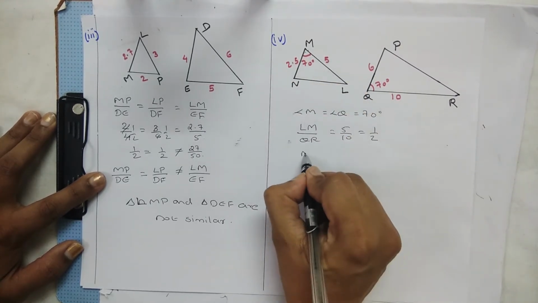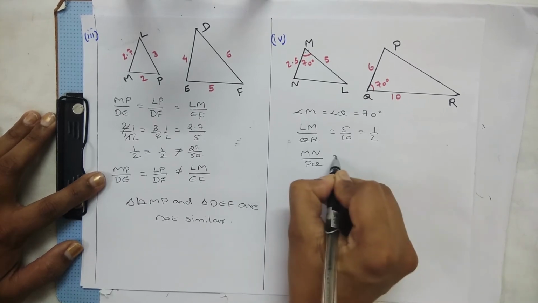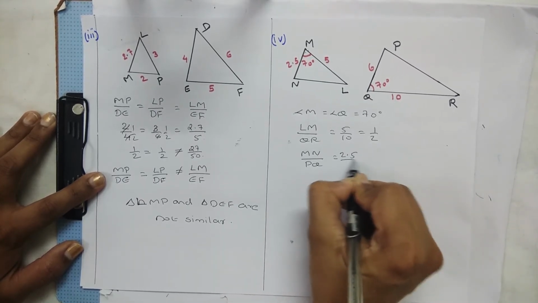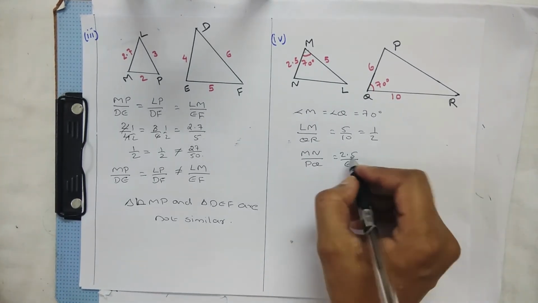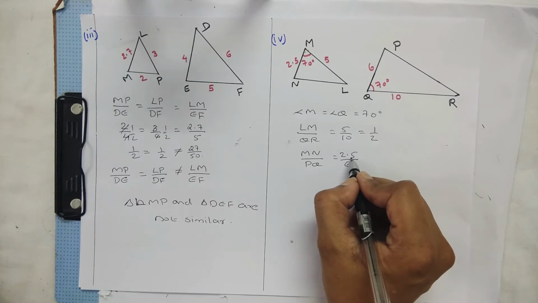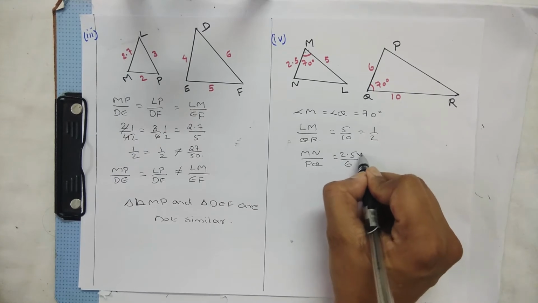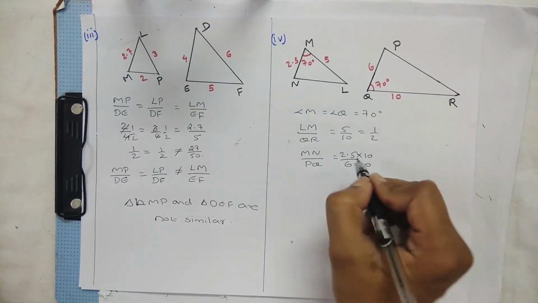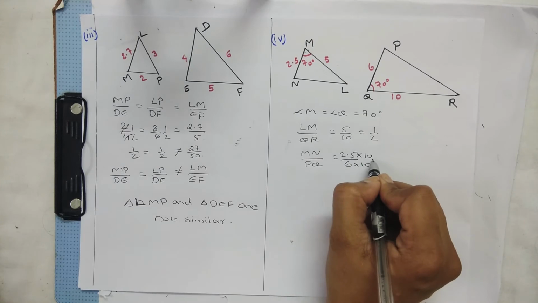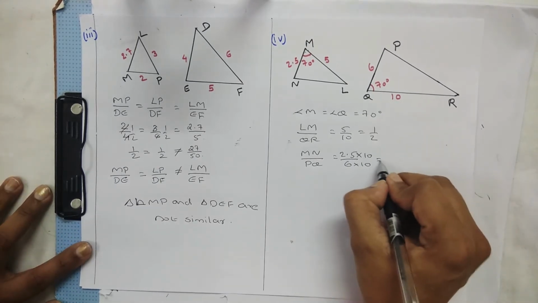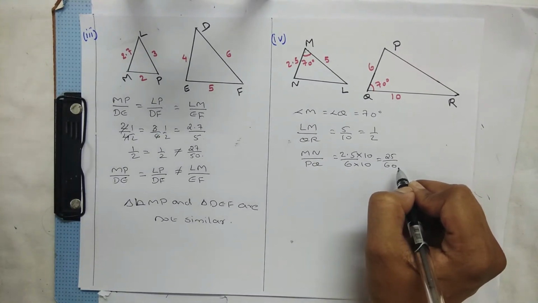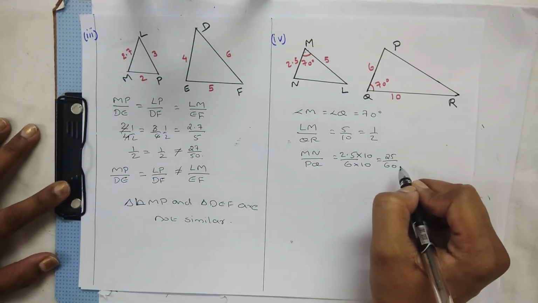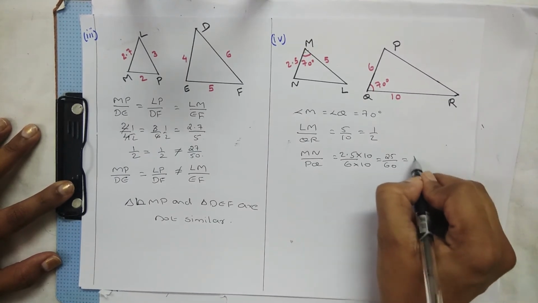The next one, MN divided by PQ is equal to 2.5 by 6. So removing the decimal, what we have to do? We have to multiply with 10. How many digits are there after decimal? Only one digit. You have to multiply with 10 on both the sides. Or you just remember after decimal how many numbers there are, that many zeros you have to put. Right? So 25 by 60. Again, if you are simplifying, you will get 1 by 12.